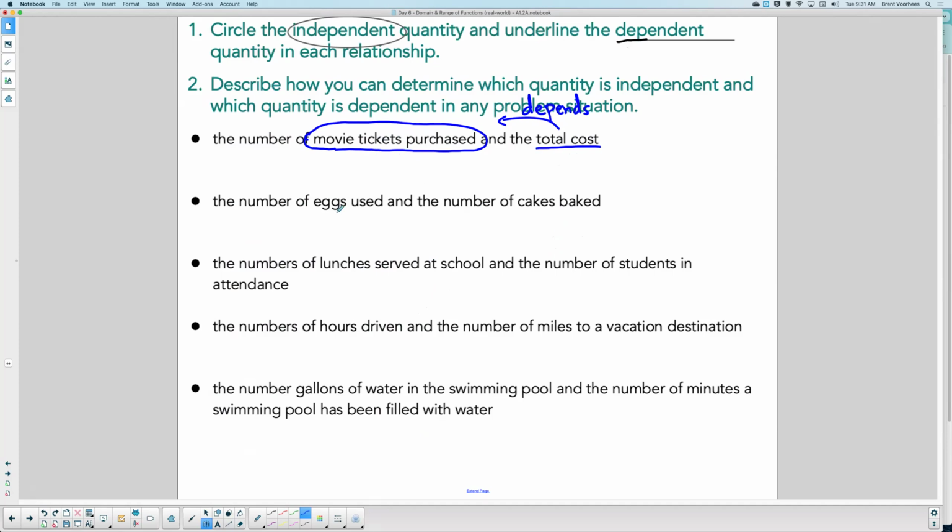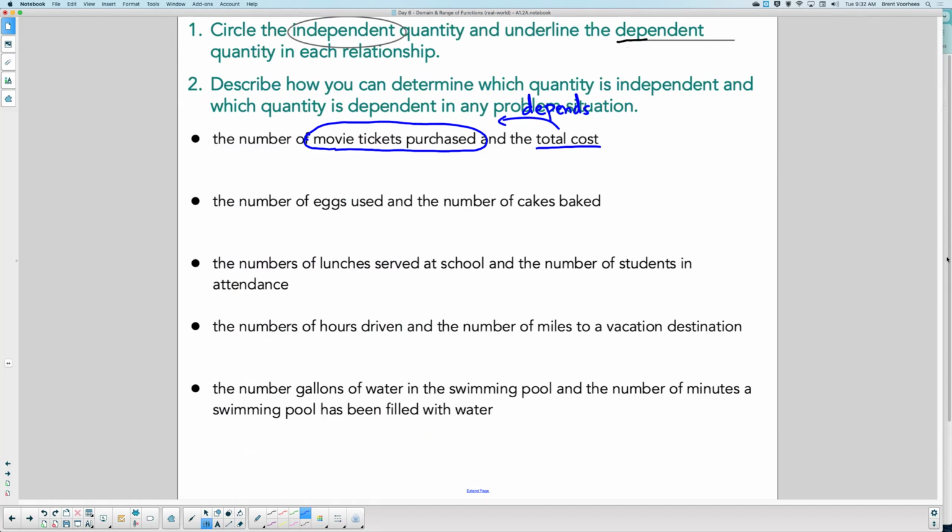The number of eggs used and the number of cakes baked. So here's a cooking one. What comes first? Do you use eggs first or do you bake cakes first? Eggs. Eggs first to make the batter, and then you make cake from that batter.